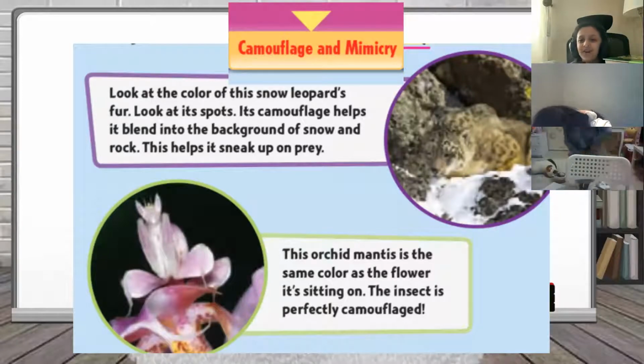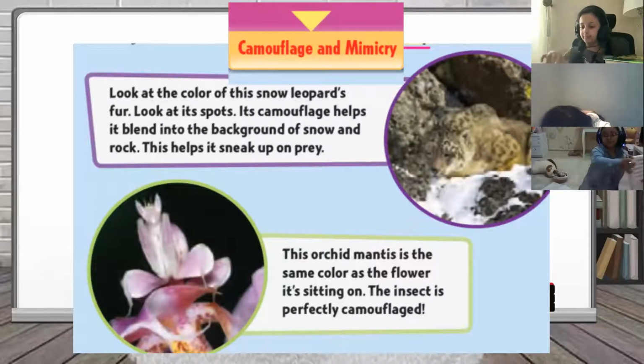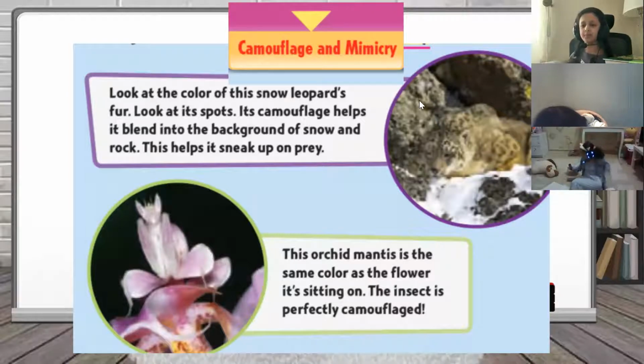Why camouflage? Because it looks like the environment around it. It looks like a rock. Excellent. So it blends in with the environment. You can't notice that there is a leopard over here unless I told you to look closely into it again.